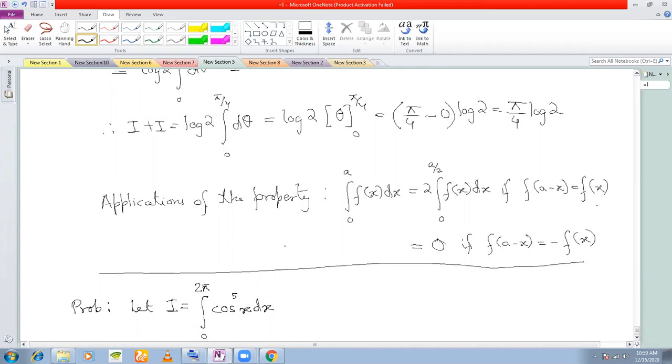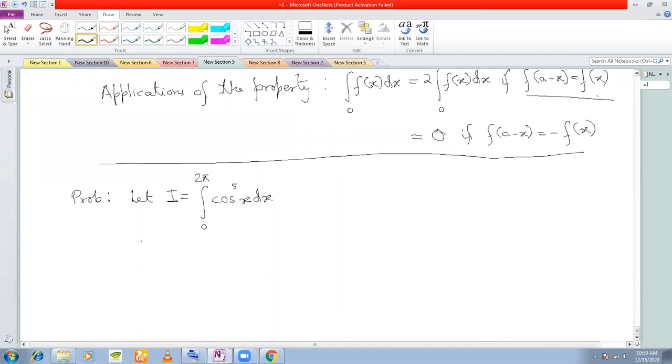A here is 2 pi, right? First check whether this condition is satisfied or not. How do you check? Let fx is equal to cos to the power of 5x. So here what is the value of a? Here a is 2 pi. And the condition is if f of a minus x is equal to fx, or if f of a minus x is equal to minus fx. Let's check.